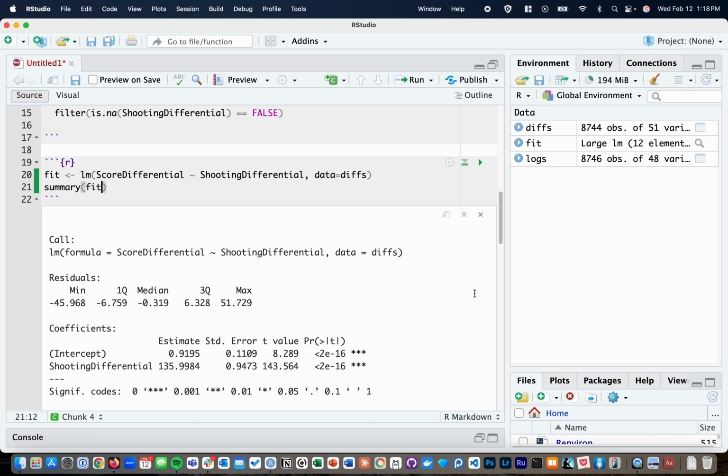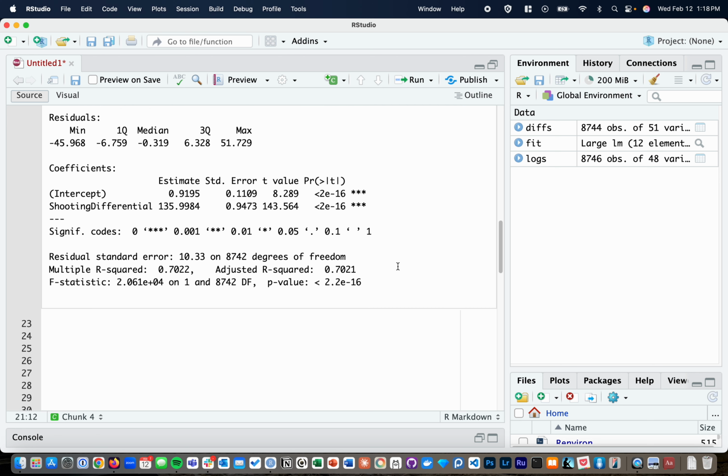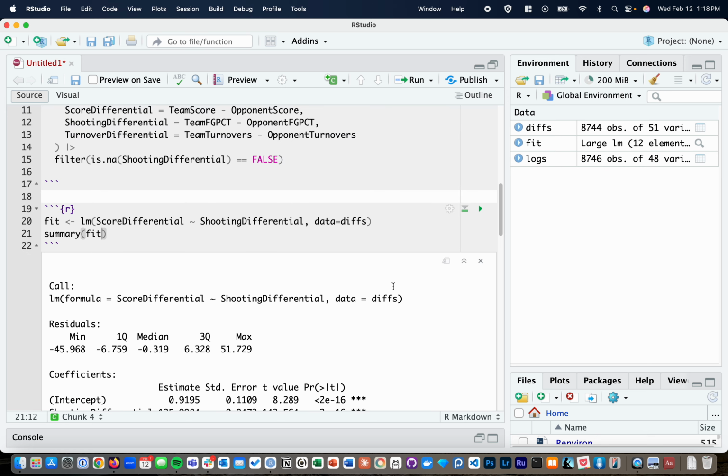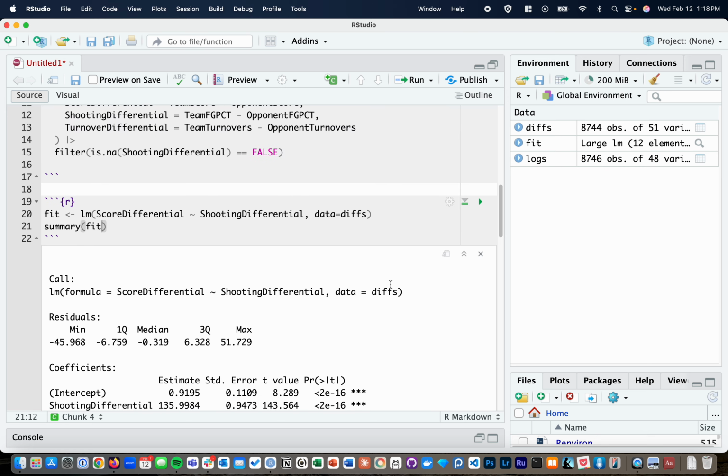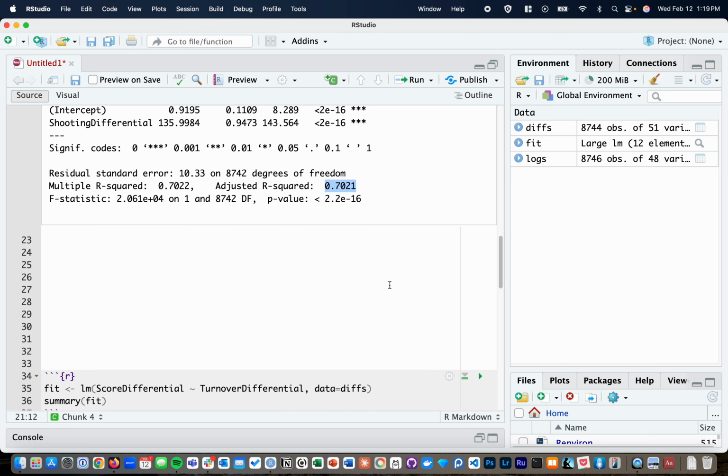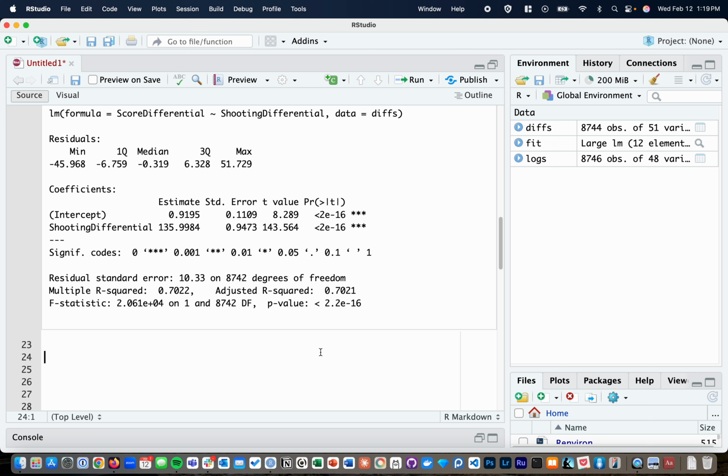And there it is. So is it random? No. Is it predictive? Yeah, like 70%. You can predict 70% of the outcome based on the difference in the shooting percentages in a game. So that's a lot. That's really big. But how well does this model do? And this is what residuals tell us.